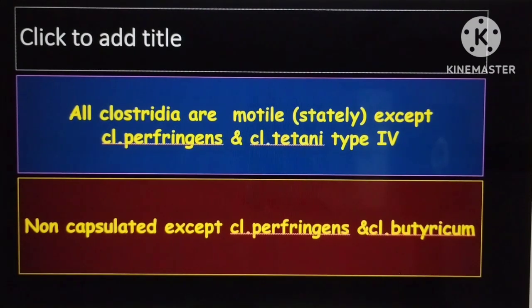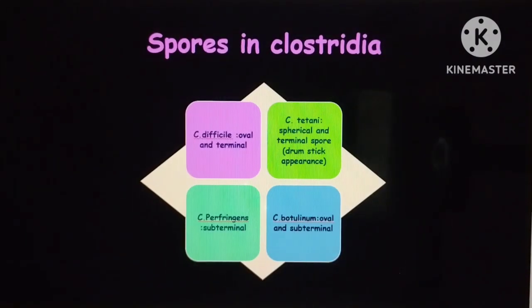Regarding spores in Clostridium, remember first that in difficile, the spores will be oval and terminal. But in tetani, they will be spherical and terminal, like a drumstick appearance. In perfringens, they will be subterminal, because they won't be at the end but near the end. Coming to botulinum, again it is oval and subterminal.